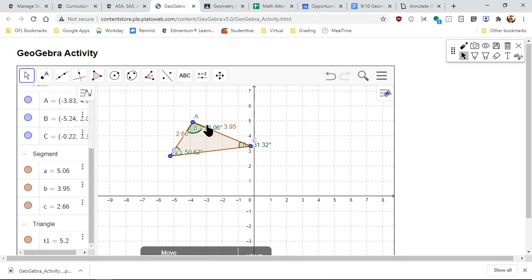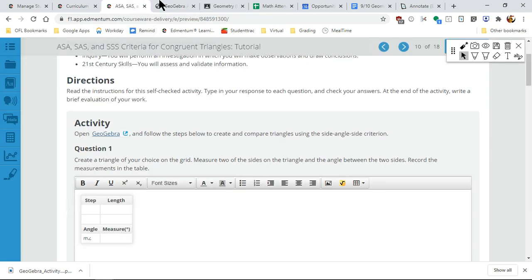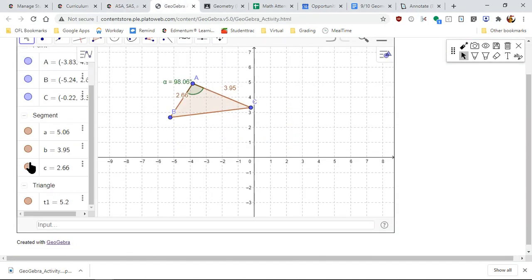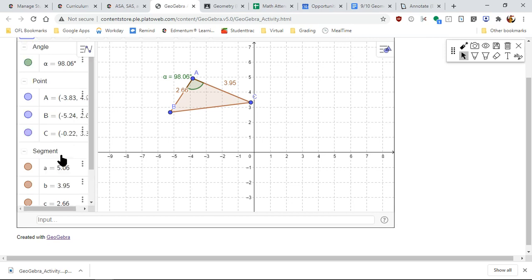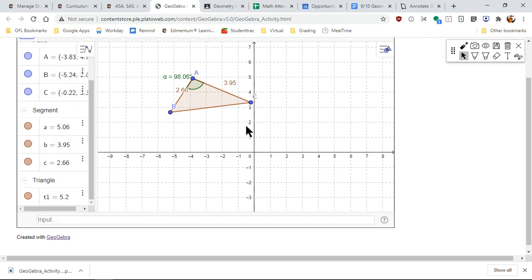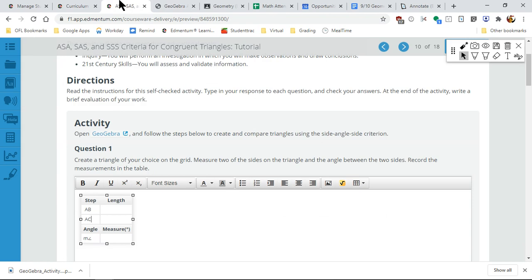Let's move this angle so I can see it better. And I measured it twice. I don't know what happened there. Okay, all right. So now let's measure our lengths. So I'm going to talk about AB and AC. Oh, it doesn't show it here. Sometimes it kind of shows you the lengths right here. Looks like I measured something twice. Oh, it's just saying what the lengths are. Never mind. So AC is 2.66.